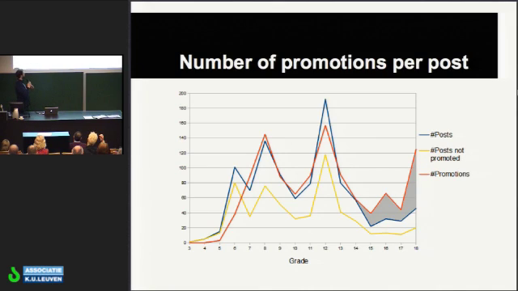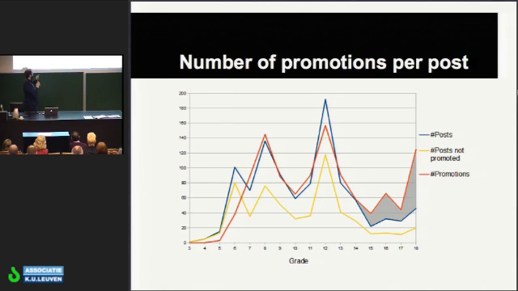However, as you can see, you have the blue line, which is the number of posts, and the yellow line, the posts not promoted. So across the entire range of posts, there are always posts that miss out. There are some posts in the high quality range which do not get promoted. It's basically a miss rate.